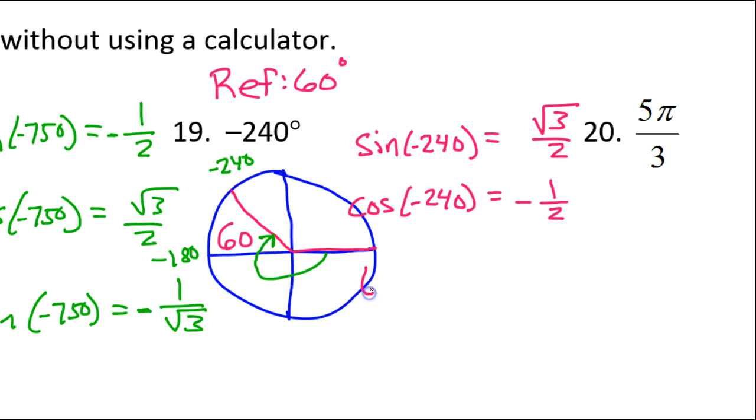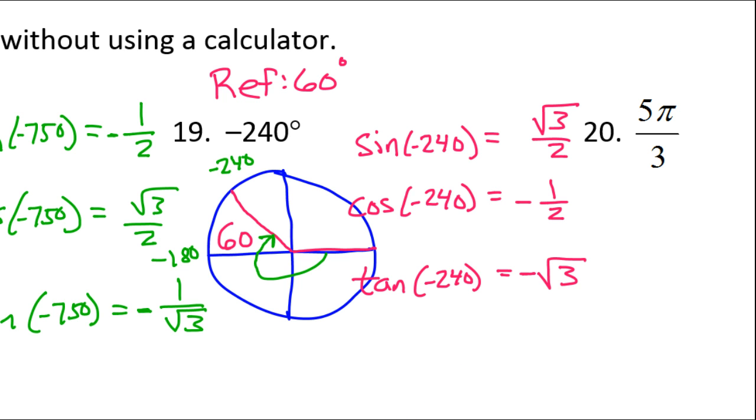Alright, now how about the tangent of negative 240? Well, the tangent is just sine over cosine. So the denominators will cancel out, but I'll be left with radical 3 over 1, which is just radical 3. And since 1 is positive and 1 is negative, it will be negative. So these are the three trig values.